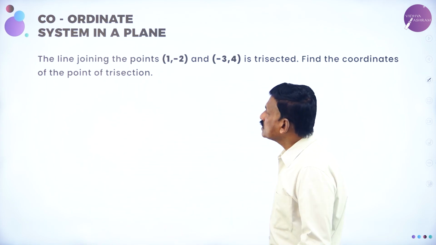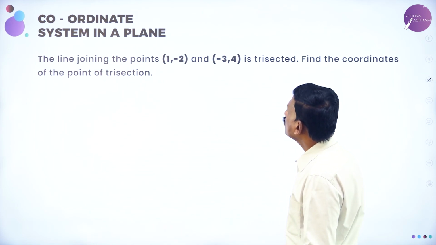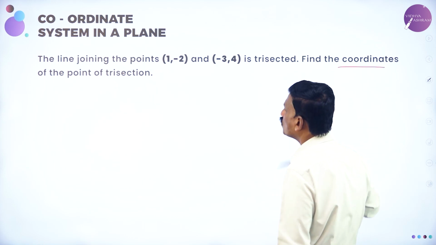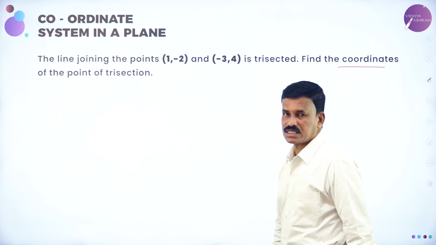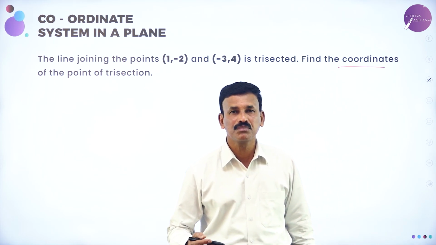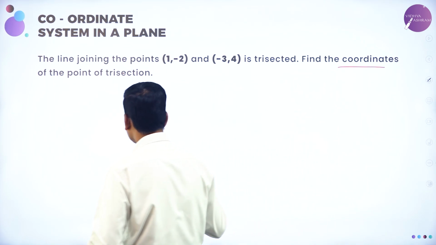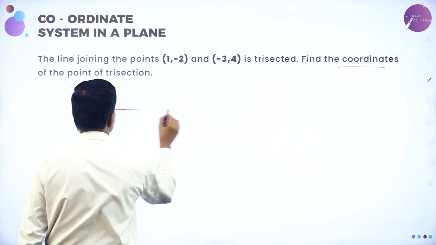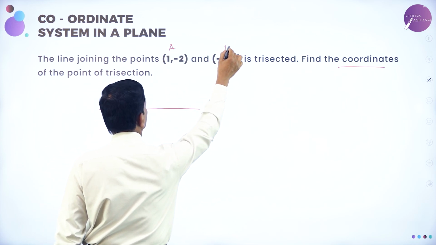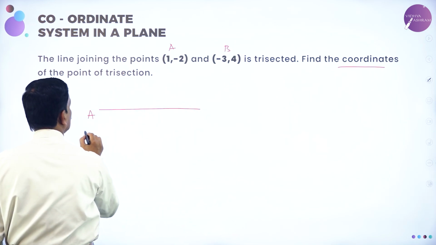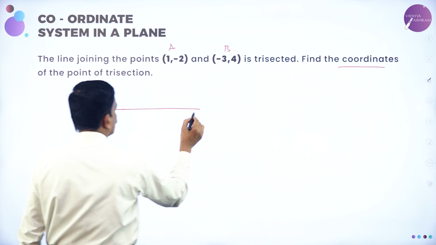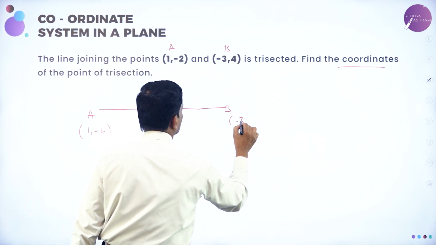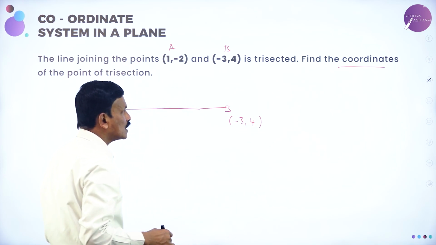What is the next problem? The line joining the points P (1, -2) and (-3, 4) is trisected. Find the coordinates of the points of trisection. This is also a very simple and very important problem. Now what is given here? What are the points? The line joining the points, call them A and B. A is (1, -2) and B is (-3, 4), and it is trisected.